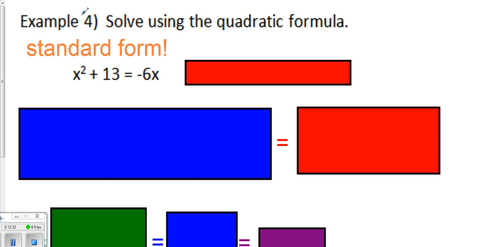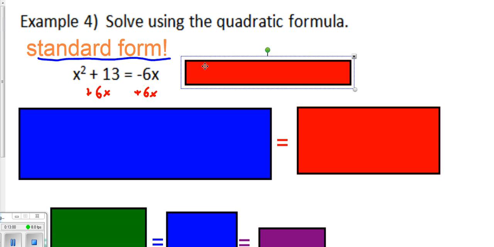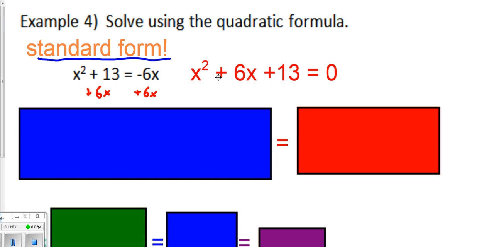And our last example, example number 4. Solve this using the quadratic formula. Every single time you solve with the quadratic formula, make sure you get it into standard form first. X squared plus 13 equals negative 6x is not in standard form. We first need to get it set equal to 0, so we will have to add 6x to both sides. Add 6x and add 6x. When we do that, it'll now look like x squared plus 6x plus 13 equals 0. Now we are in standard form.